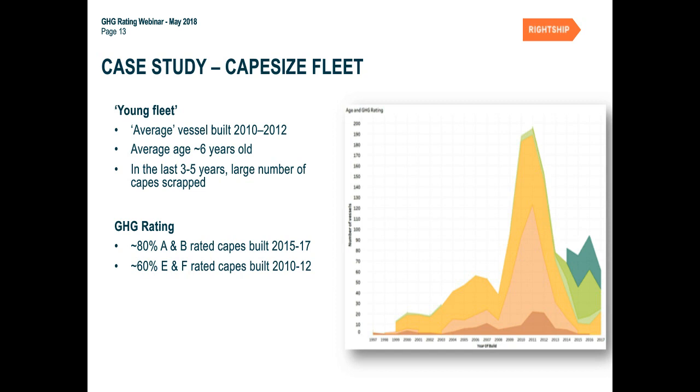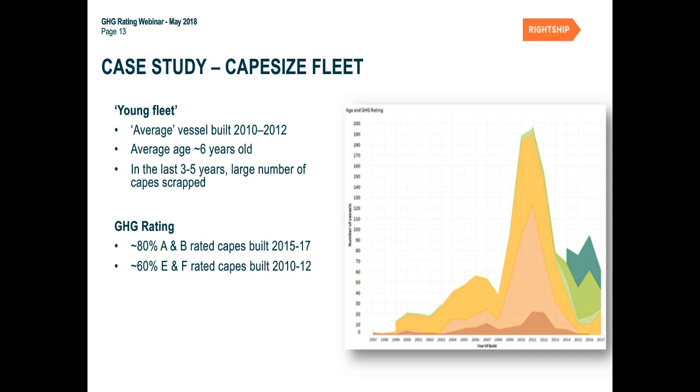You can see that from 2009 to 2013, we saw a huge amount of ships being built. This was off the back of the market boom before the global financial crisis. And then more recently, in 2015, 16, 17, you can see a lot of the ships being built around that time are the most efficient ships, so A and B rated ships.